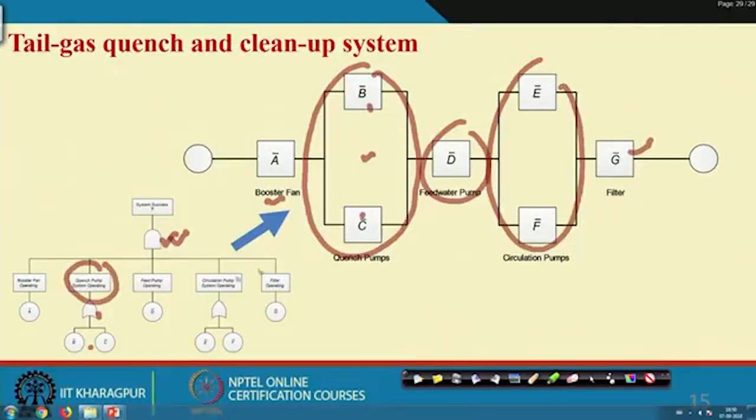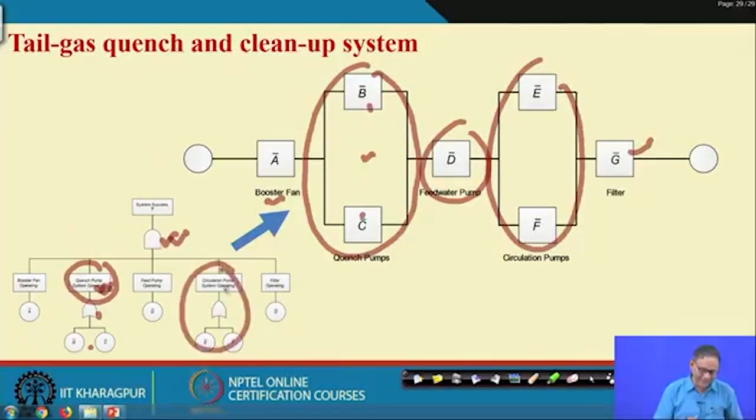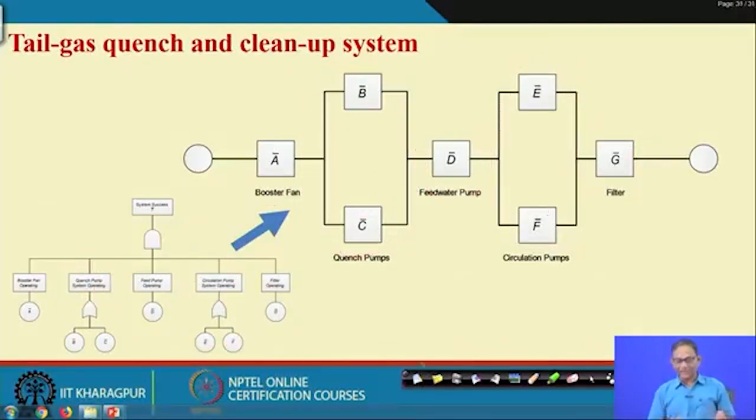If any one of the two is successful, then what will happen? That quench pump is successful. Similarly, if any of the circulation pumps is successful, then this is successful. So, that is a parallel system. Now, using this, you can find out the probability, unavailability, reliability, MTTR, and all those things the way we have discussed so far.